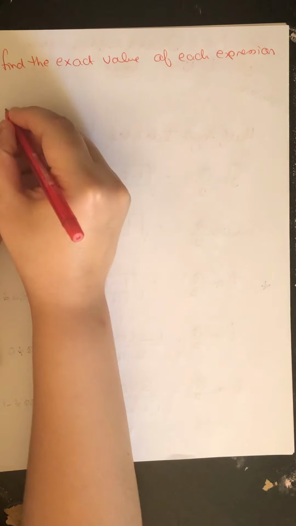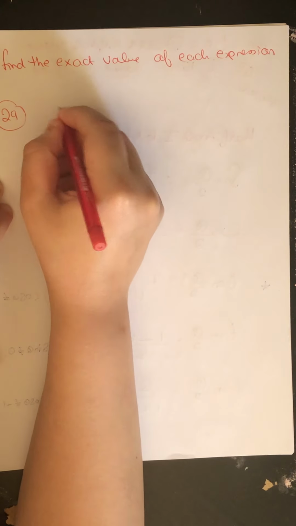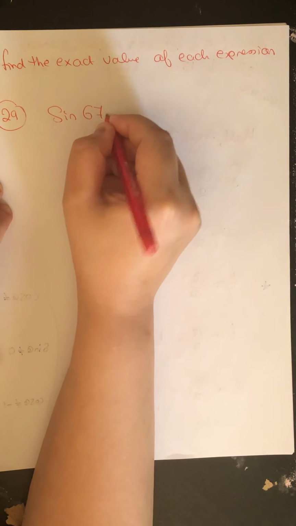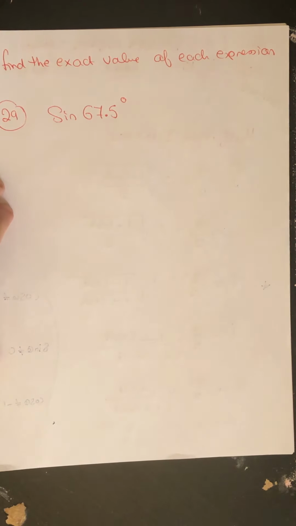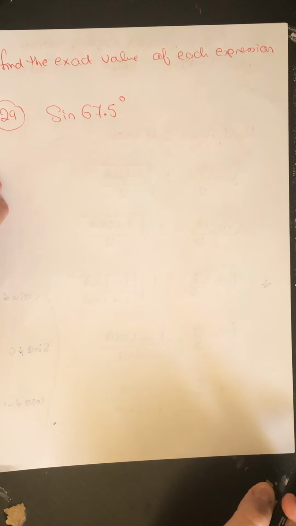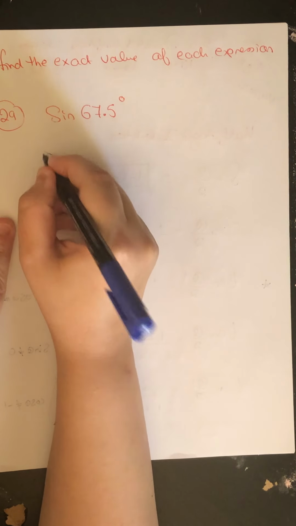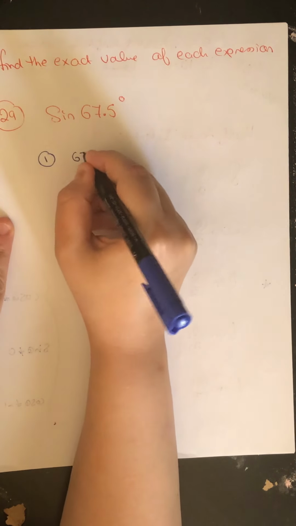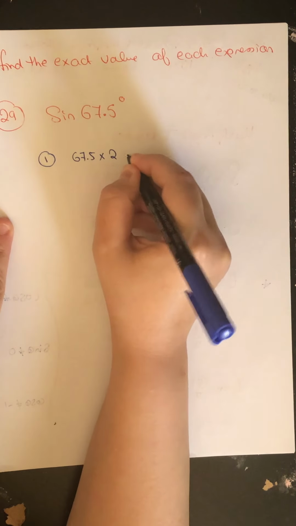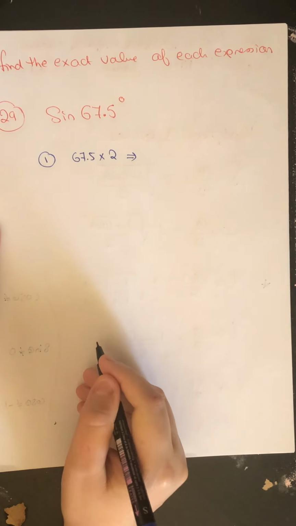This will be so helpful because in question 29 they want us to find sine 67.5 degrees, and I don't have 67.5 on my unit circle. So what can I do? I can deal with its double. So my first step, okay, is to think what is 67.5 times 2, because I think this is half of something on the unit circle.